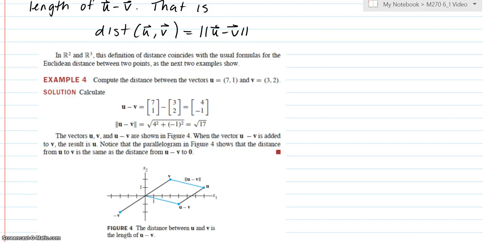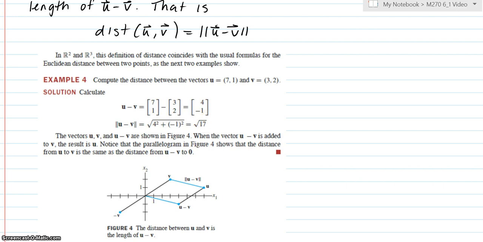Example 4. Compute the distance between the vectors U and V. So what the book did is they took U minus V first. That would be (7, 1) minus (3, 2) in vector and matrix form. They subtracted them and got (4, -1). And then they look for that length, or that norm, which is the square root of the first entry squared plus the second entry squared. And they got square root of 17.